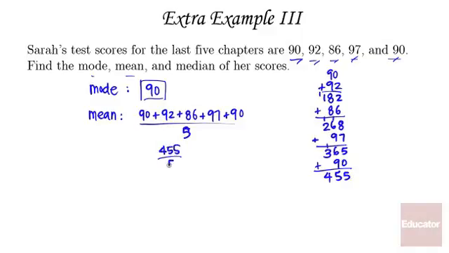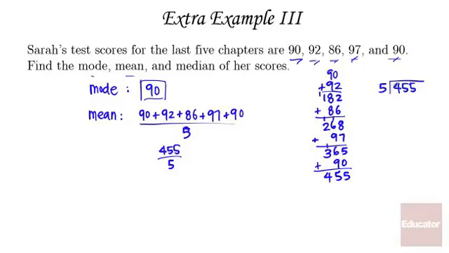Divided by, I have 5 numbers. Okay, I know that 5 is going to go into this number evenly because it ends in a 5, right? If the number ends in a 5 or a 0, then it's going to be divisible by 5. So then 455, let's divide it.